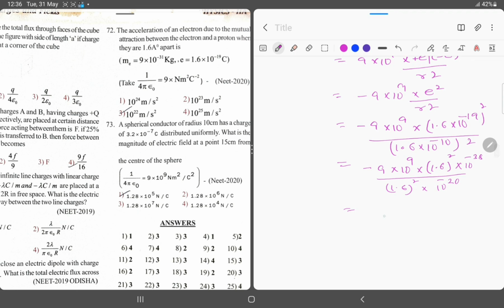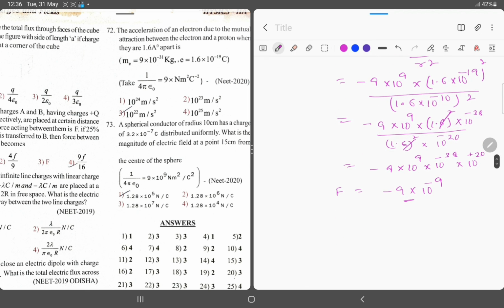Here cancel the same things in the numerator and denominator. We get minus 9 into 10 to the power of 9 into 10 to the power of minus 38 into 10 to the power of plus 20. If you bring it up, then now minus 9 into 10 to the power of 9 overall, so we get minus 9. So that is the F value.